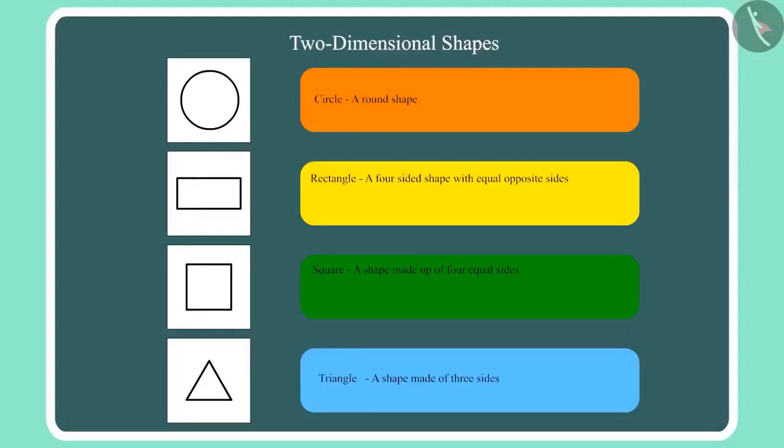Children, today we recognize few two-dimensional shapes and their names. Like, we call this round shape a circle. The four-sided shape with equal opposite sides is called a rectangle. And this shape, which is called square, is made up of four equal sides. And this is a triangle because this shape is made up of three sides.